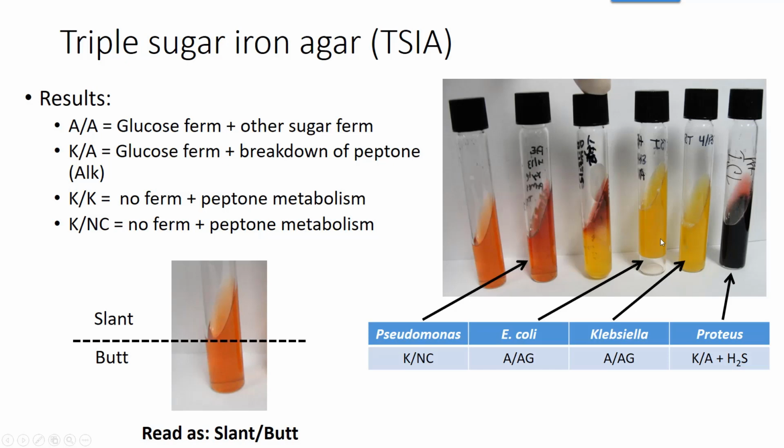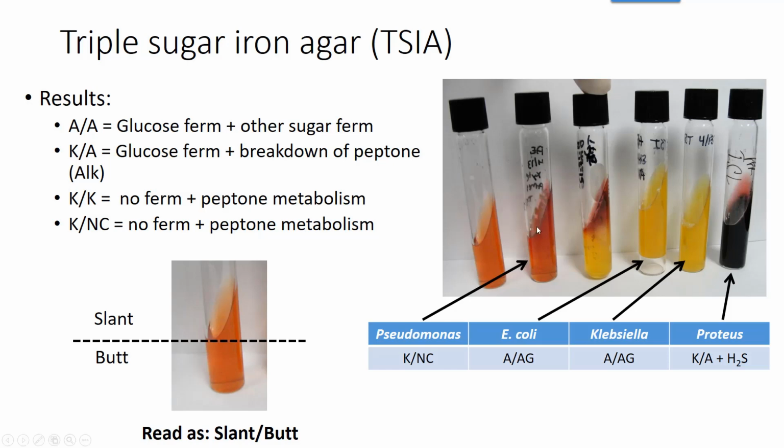Now, K over K I don't have a picture of. That would indicate there is all red in the tube. K over no change I do have, though. It's our Pseudomonas. It breaks down peptone, but it does nothing with the sugars whatsoever. And so we do have metabolized peptone up in the slant, and we have nothing happening, no change, still orange, down in the butt. Now this is where Pseudomonas being strictly aerobic comes into play. The only place Pseudomonas is going to do anything is up in the slant, and it breaks down peptone only.